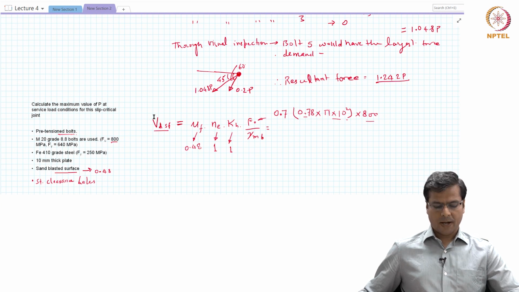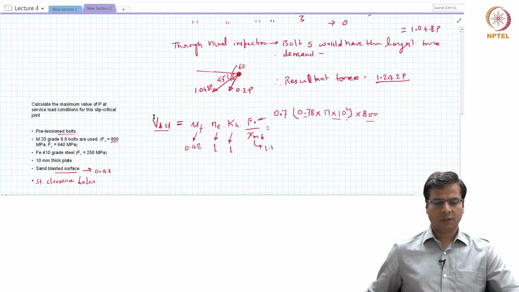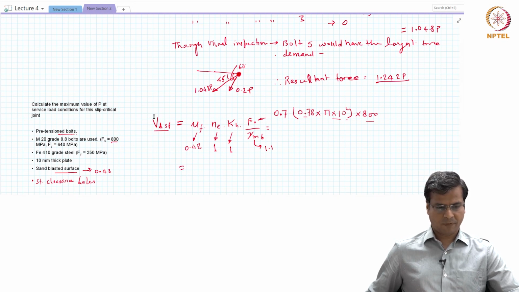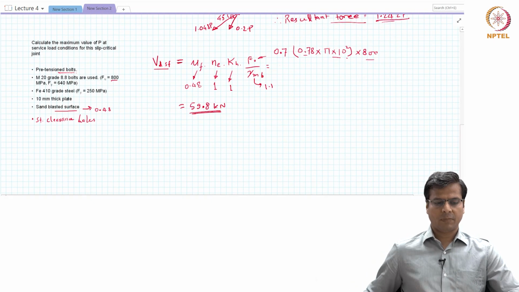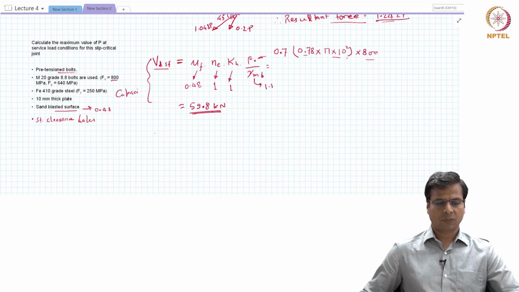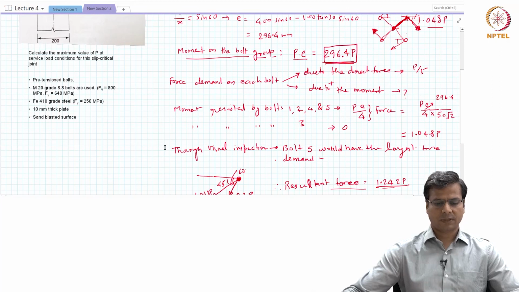So this is the proof load, and the gamma Mb value can be taken as 1.1 for a slip critical bolt. When we substitute all these values, this turns out to be 59.8 kilonewton. The design capacity of any bolt in this assembly is only 59.8 kilonewton, and the demand was 1.242 times P. So we can equate the two. This is the capacity and this was the demand.